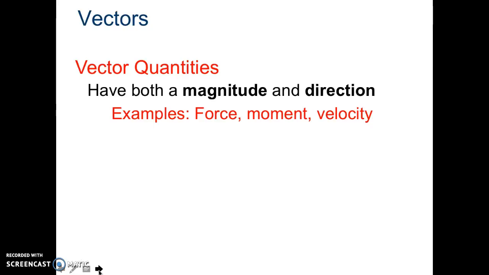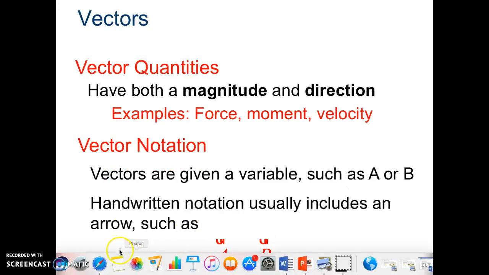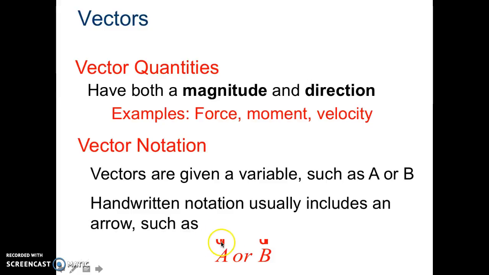Vector quantities, again, have both a magnitude, which is a number, and a direction. It has to tell you which way it's moving. Force, moment, and velocity are all examples of vector quantities. When we are talking about vectors, they're given a variable such as a or b. It usually includes an arrow, and I don't know that you can see that super well. So this just didn't translate well. Down at the bottom, this should be an arrow over the top.